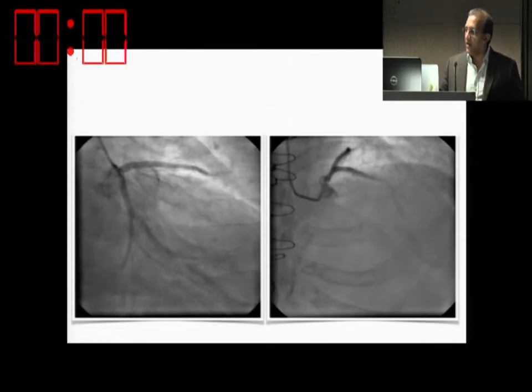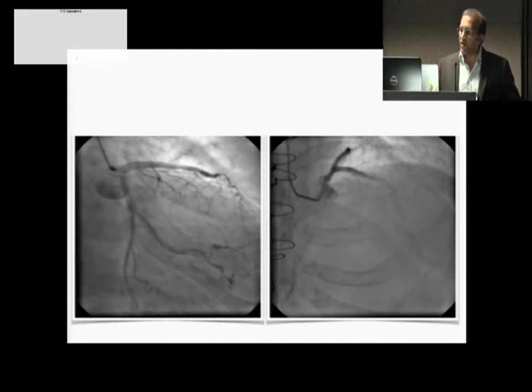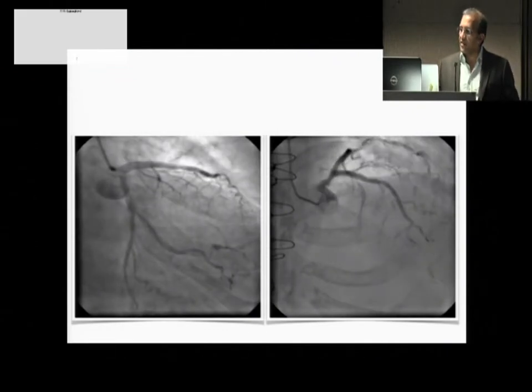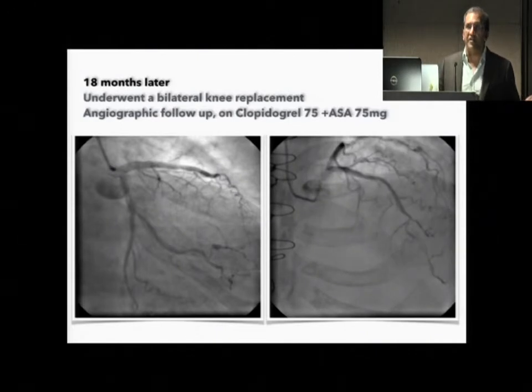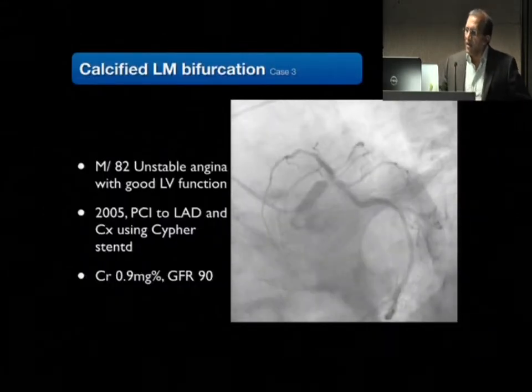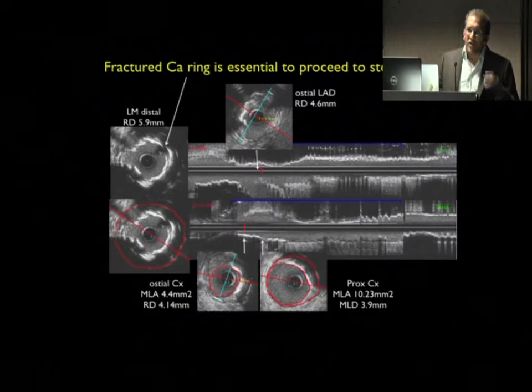And this is an 18-month follow-up angiogram on this lady, as you can see there. 18 months later, she went for a bilateral knee. It happens to be a doctor's arm, so we did an angio, and this is the long-term patency of this result. Calcified left mains, again, what is important is sometimes you see a ring of calcium.